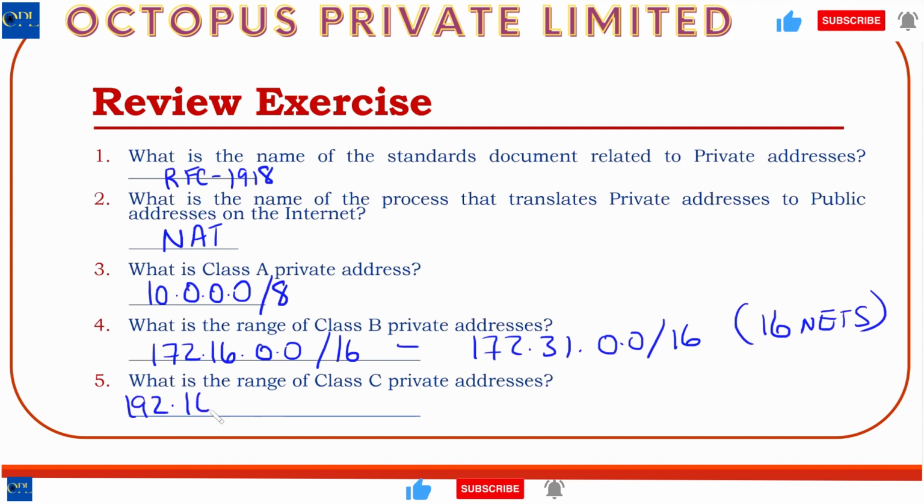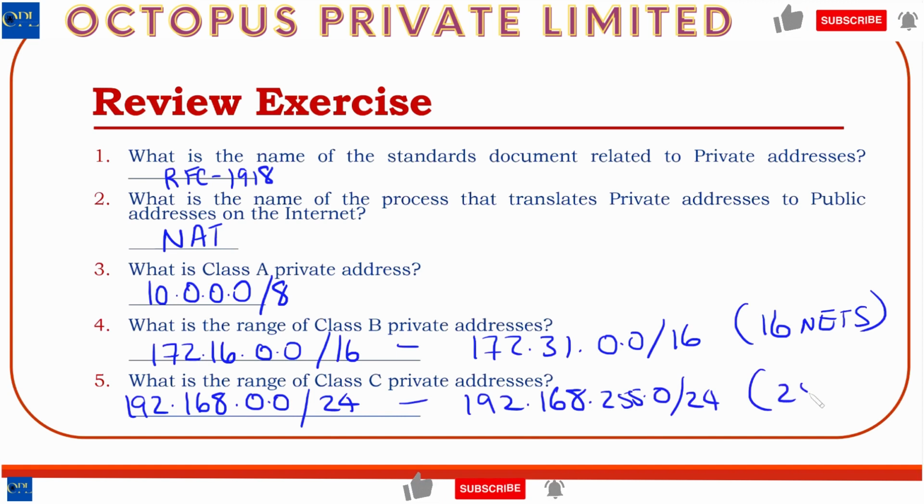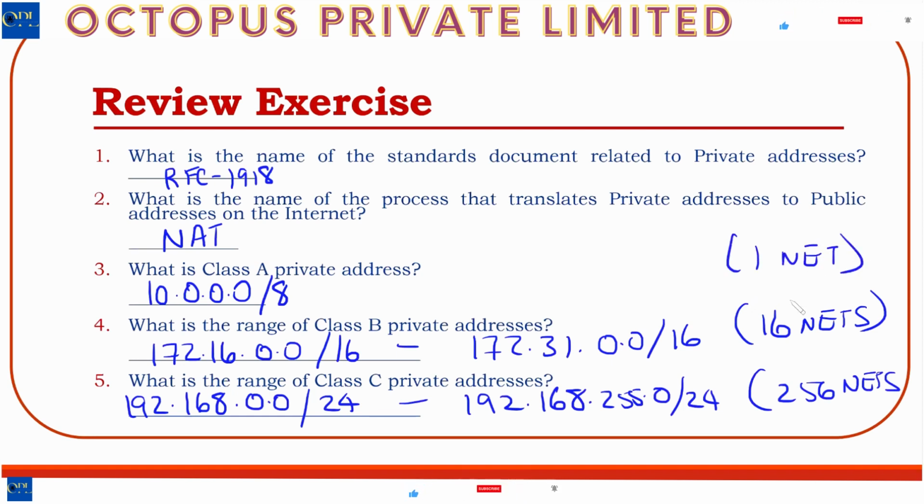In class C, the range of addresses starts with 192.168.0.0 as my first class C private address, and the last one in that range is 192.168.255.0/24, which is a total of 256 networks. So in class A, a single network, class B 16, class C 256 networks.